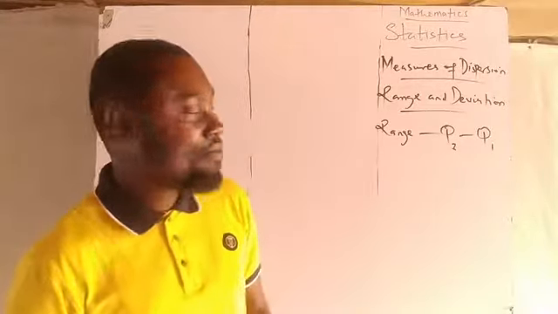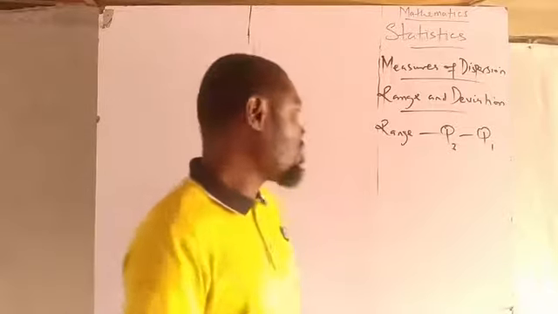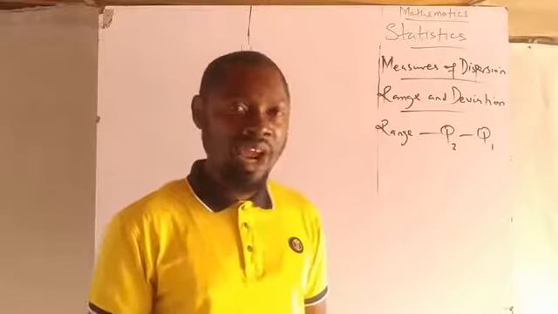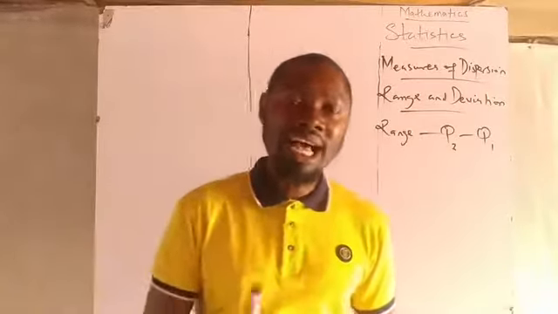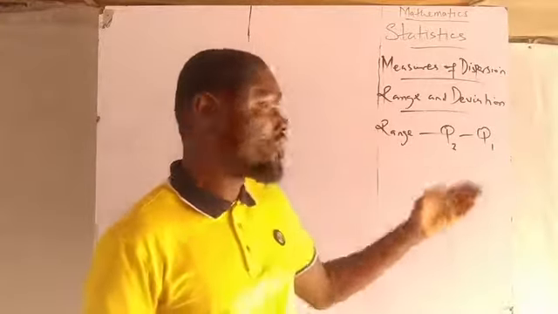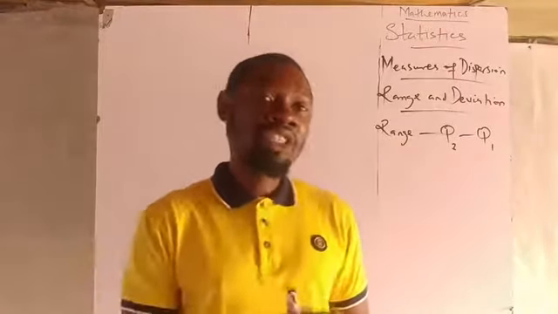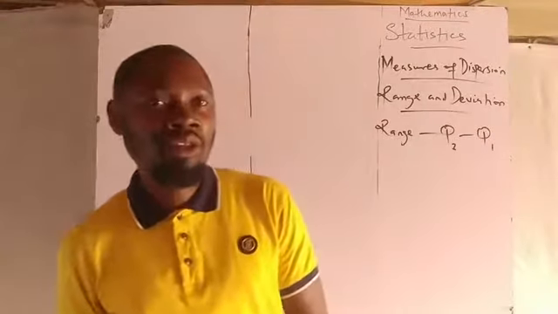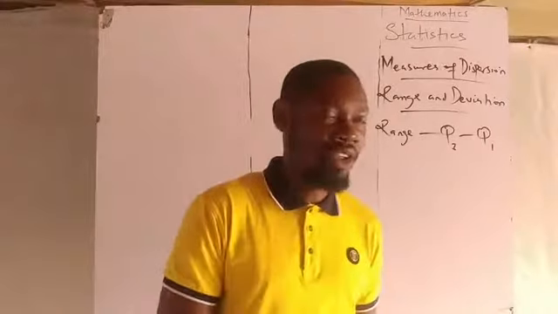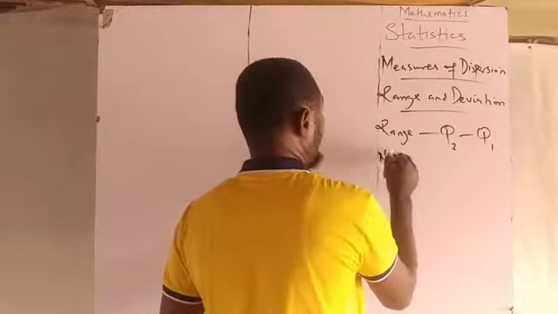The difference between the highest and the lowest values is what we call the range in measures of dispersion. So at your level, you should understand this, that you are simply subtracting the smallest value from the biggest or the largest value.